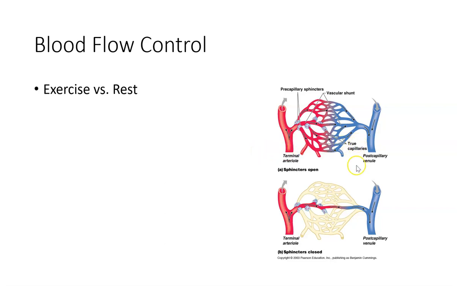Okay, so this would be down here. Let's say this was your quadricep. Okay, this is your quadricep. We've got these things called precapillary sphincters, which control the amount of blood that goes into the capillaries of a certain area of the body.